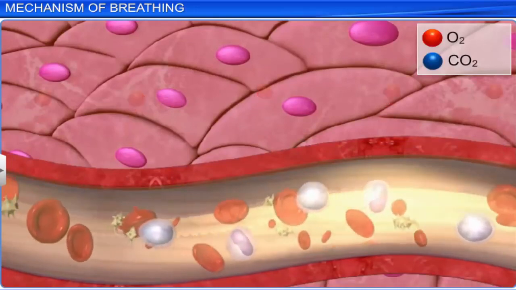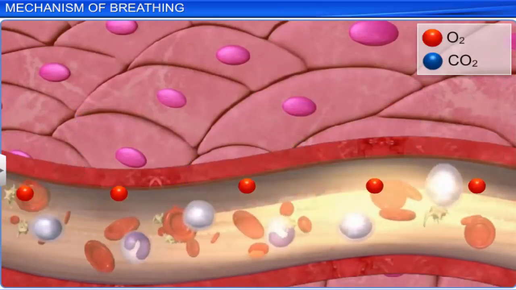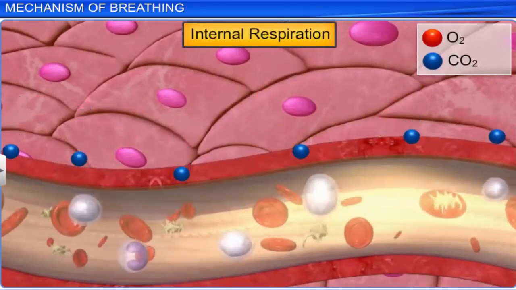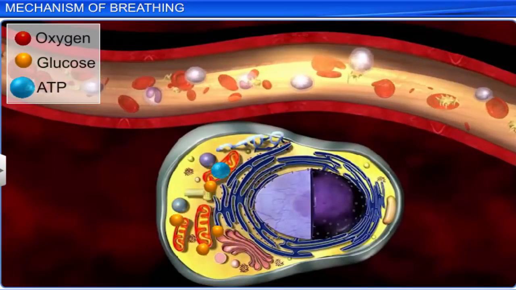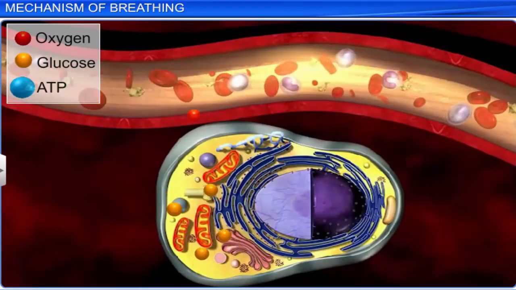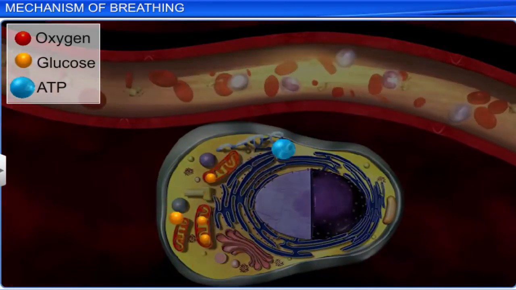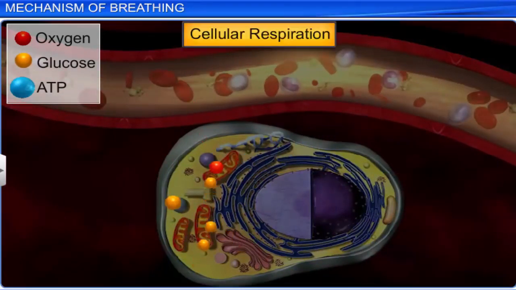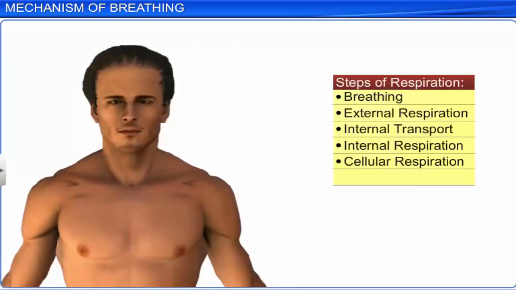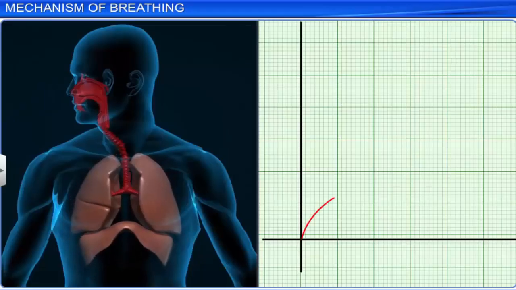The diffusion of gases between the blood and the tissues is called internal respiration. The oxygen that is carried to the tissues is used by cells to produce ATP. ATP is produced by the breaking down of organic molecules. This process is called cellular respiration. Thus, respiration takes place in humans. We have seen how we breathe.